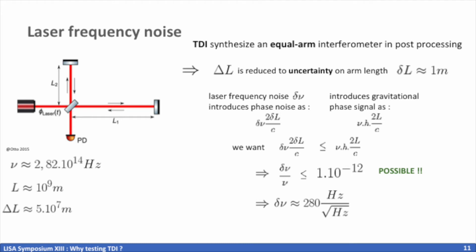It synthesizes an equal arm interferometer in post-processing and reduces the difference delta L to our uncertainty on arm length. 1 meter of uncertainty is enough to reduce relative laser frequency noise to 10 to the minus 12, which is hard but possible for space-qualified lasers.